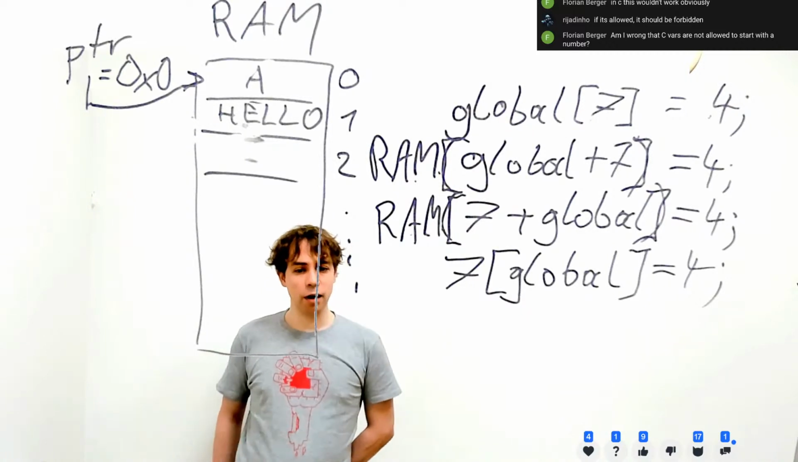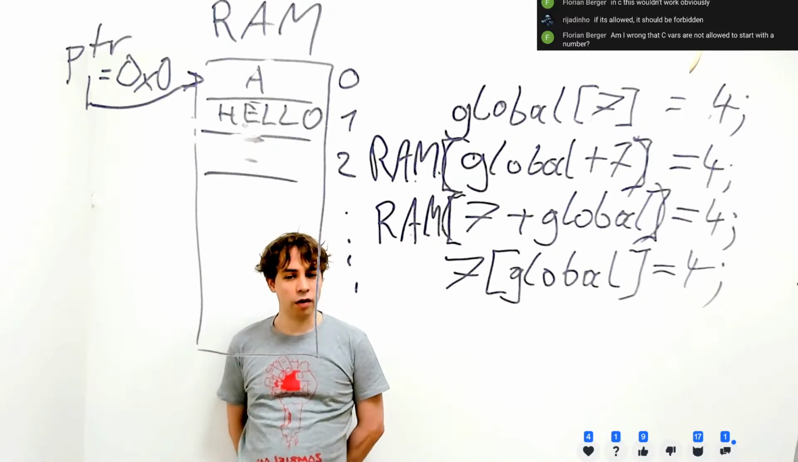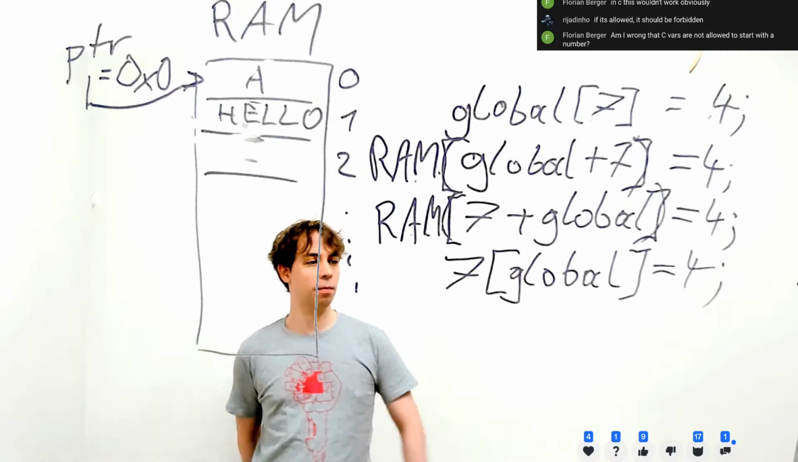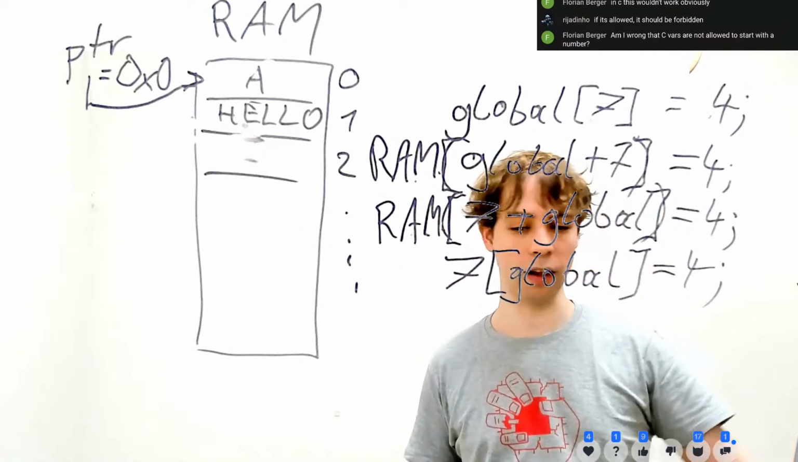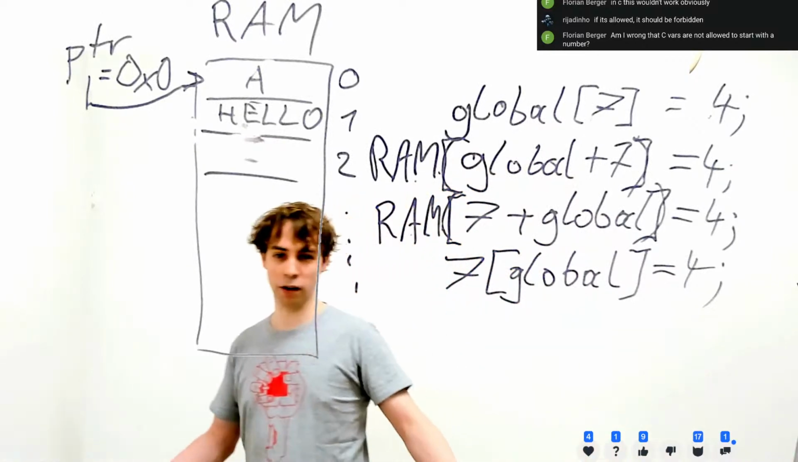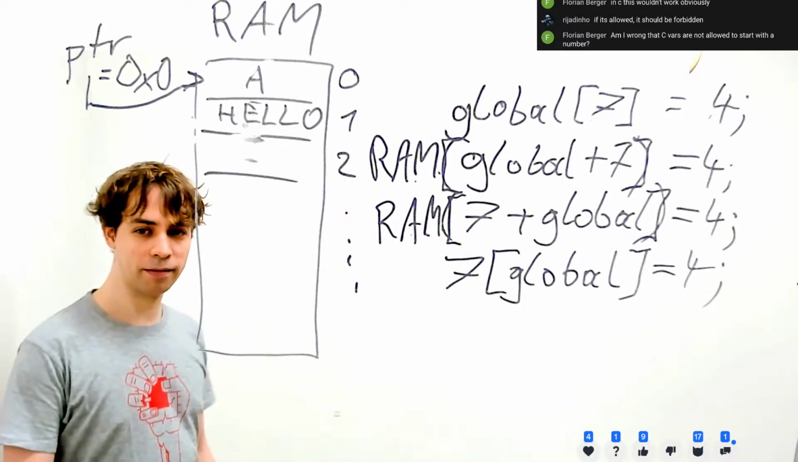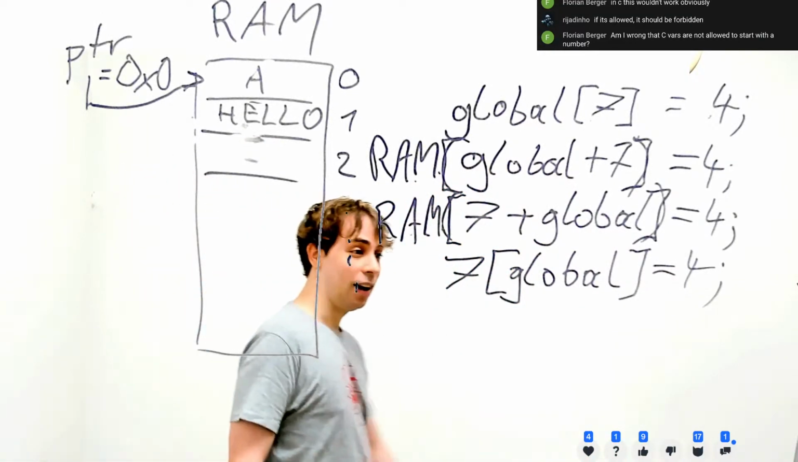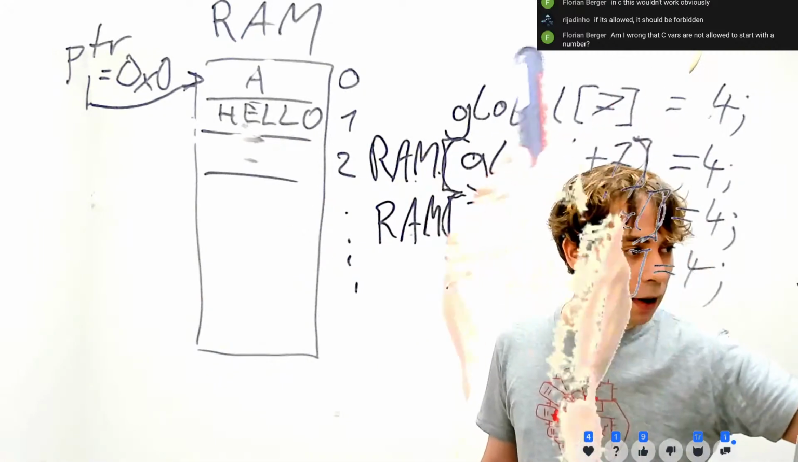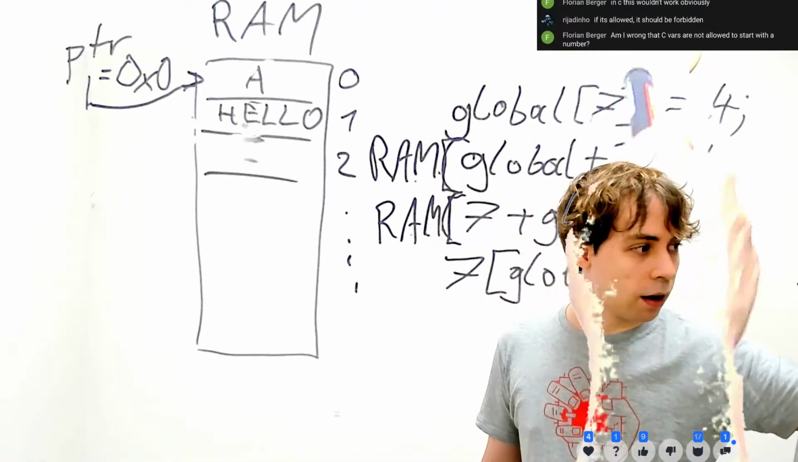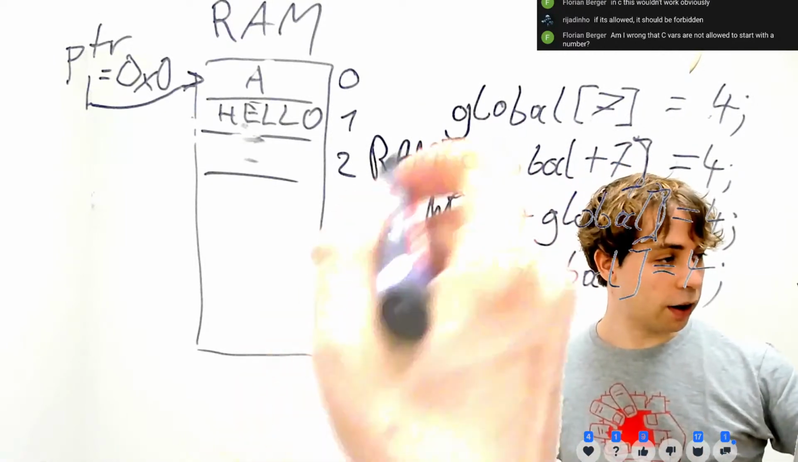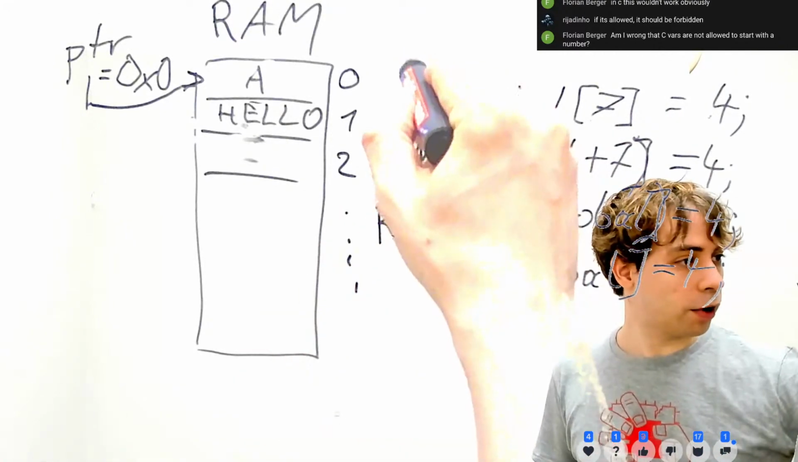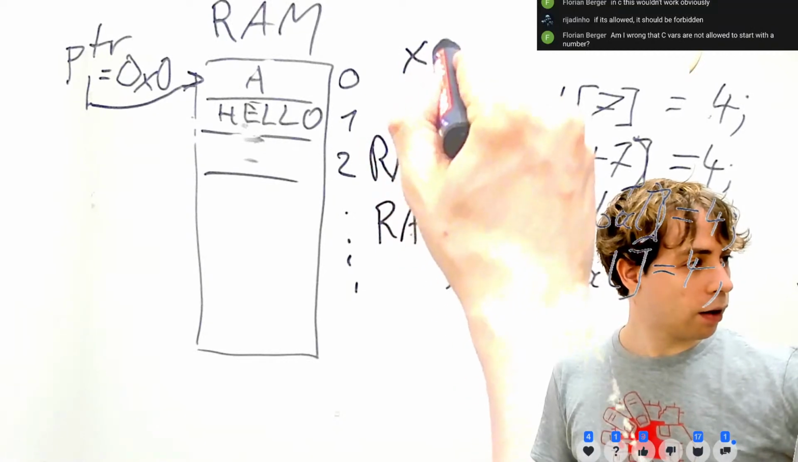So there's a question: am I wrong that C vars are not allowed to start with a number? Yes, but this is not a C variable. 7 is not a variable, it's a number. So this is totally fine. The compiler will search and replace this pattern with these brackets here and replace it with this other pattern that I had on the whiteboard just a second ago.